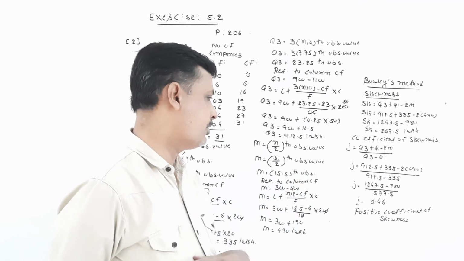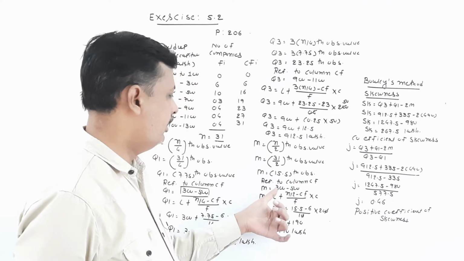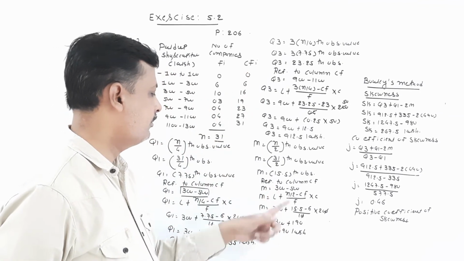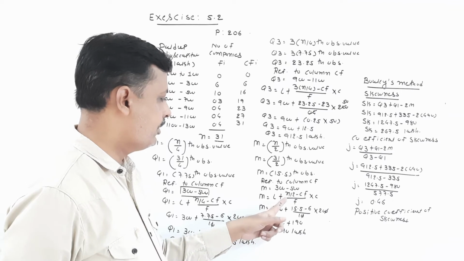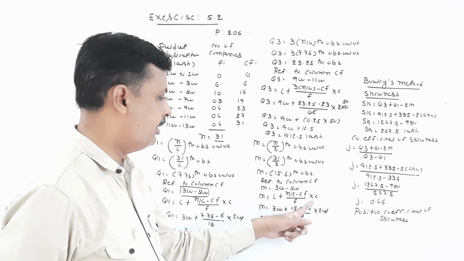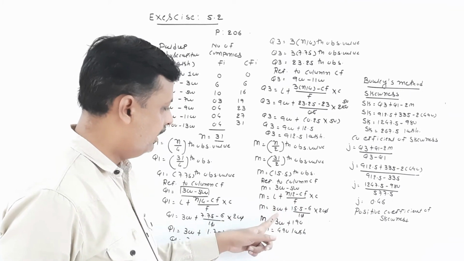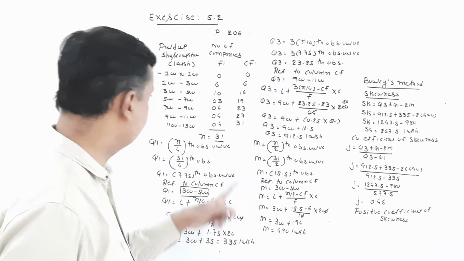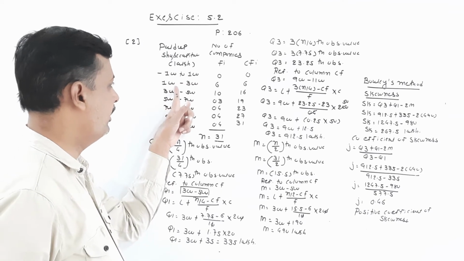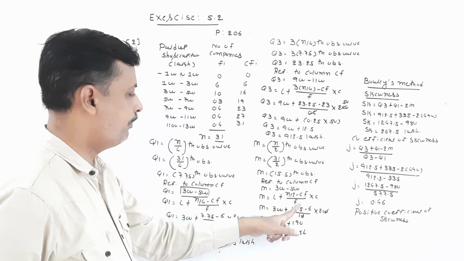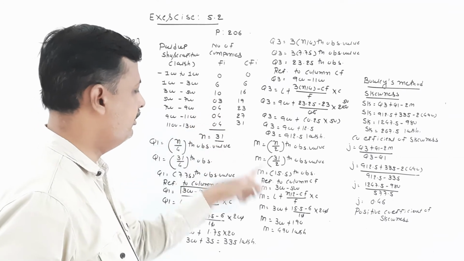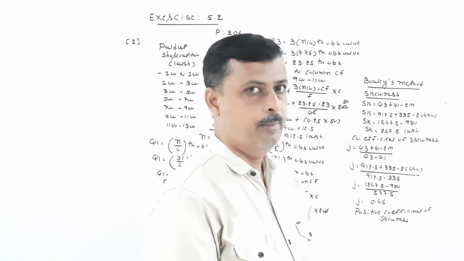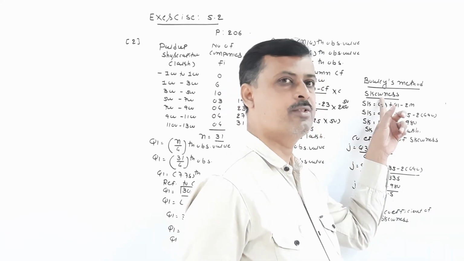Now refer to column CF, 15.5 will be found in 300 to 500. Median is equal to L plus N by 2 minus CF upon F into C. L 300, N by 2 15.5, CF of the class above 300 to 500 is 6, F 10, C 200, so 490. In Bowley's method we have to find skewness.